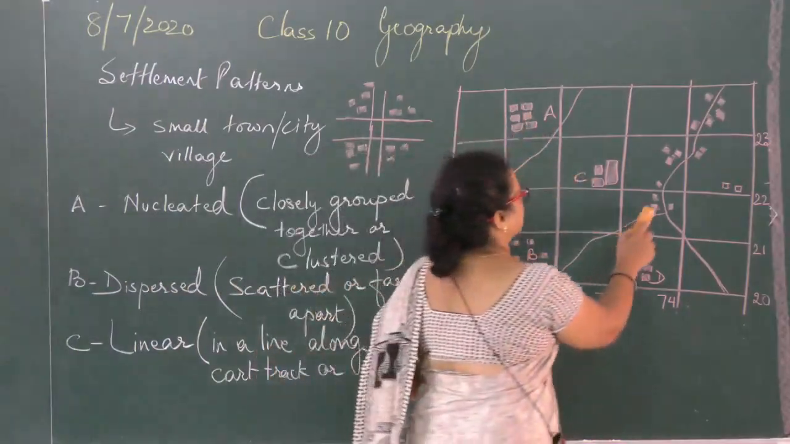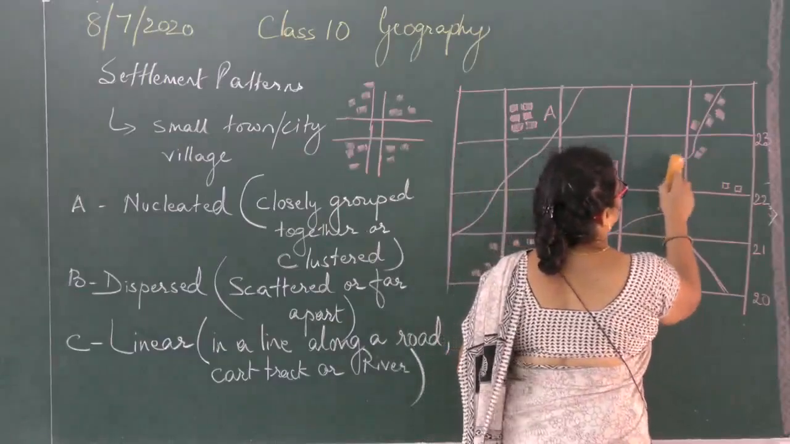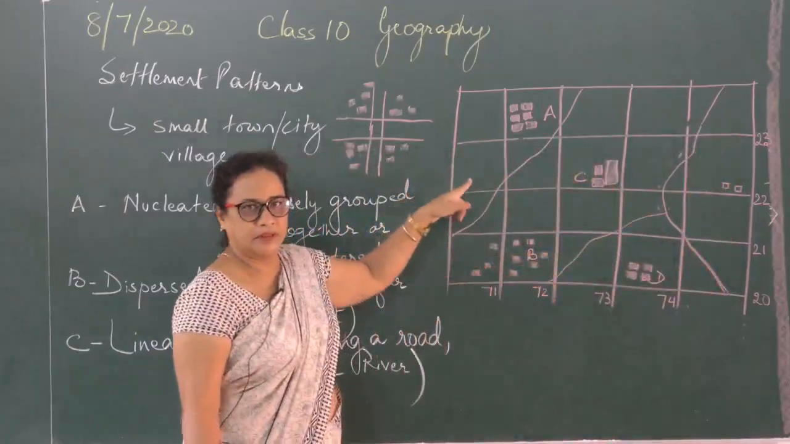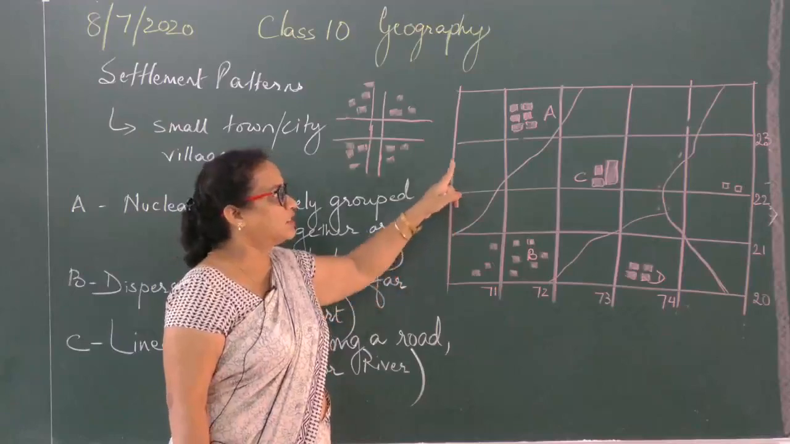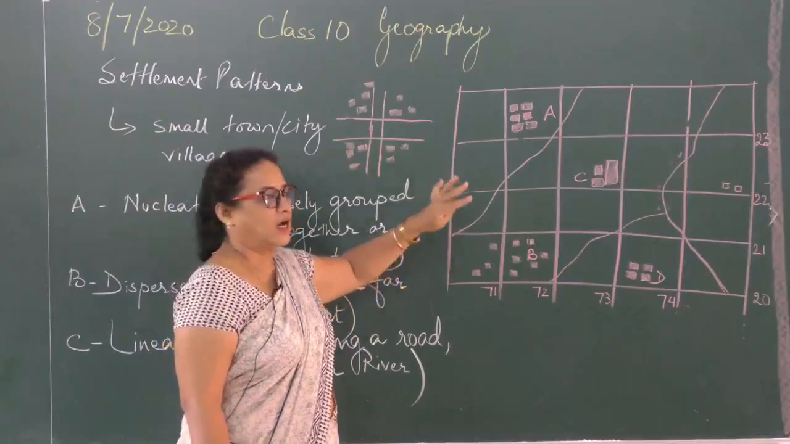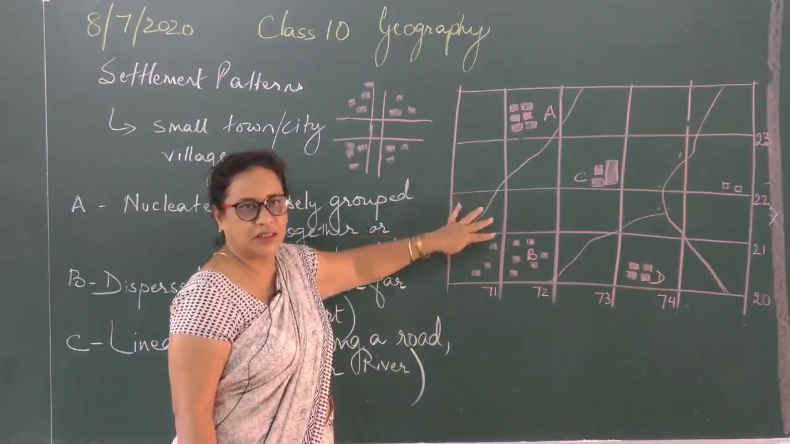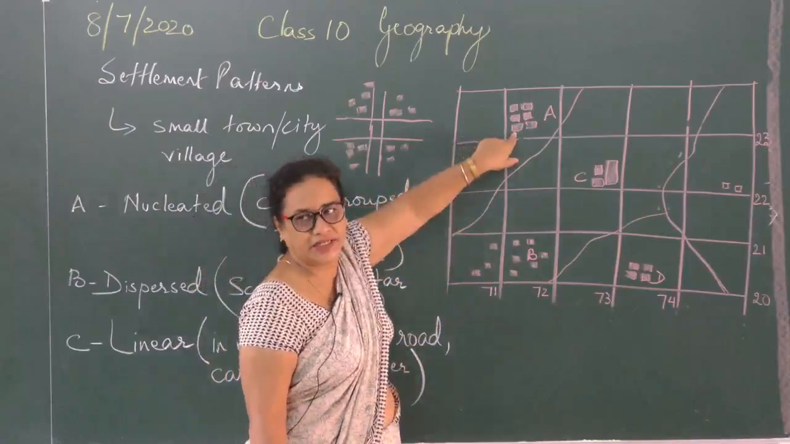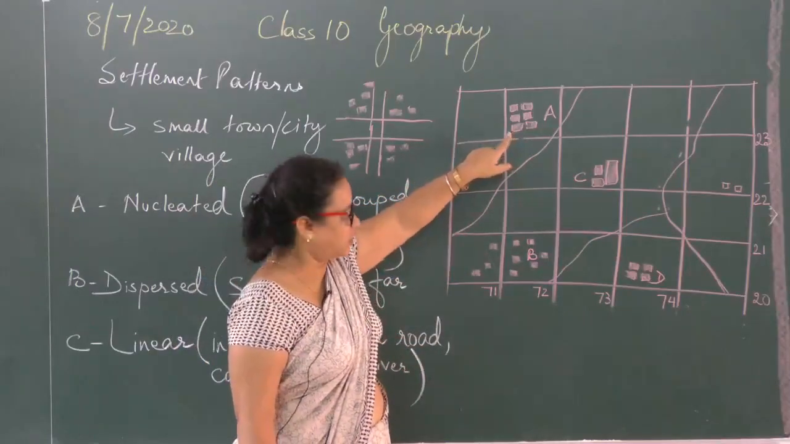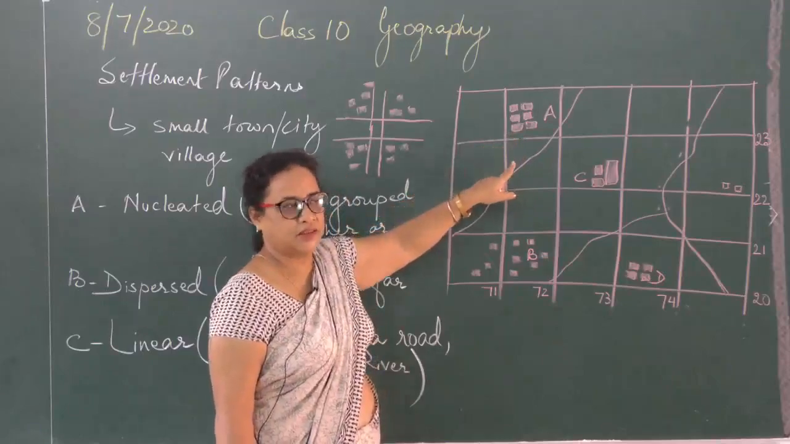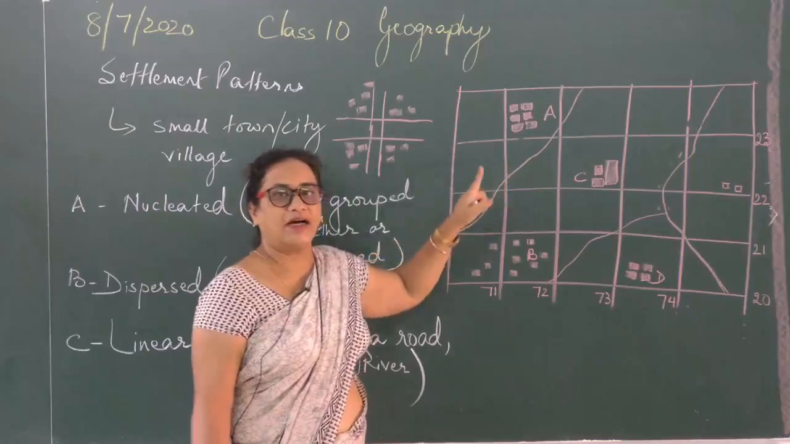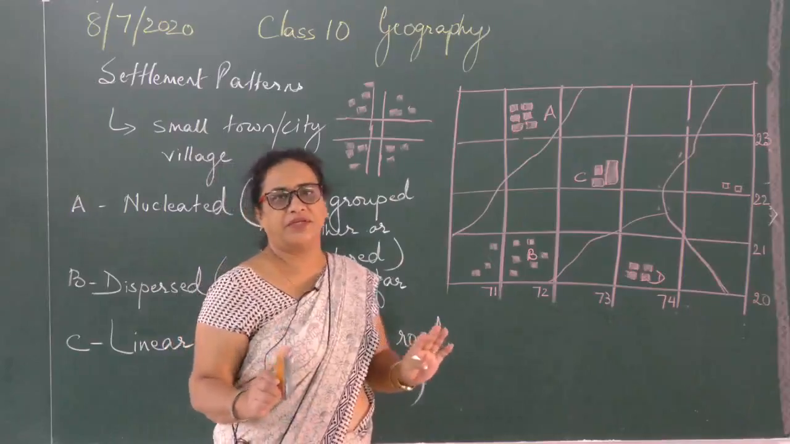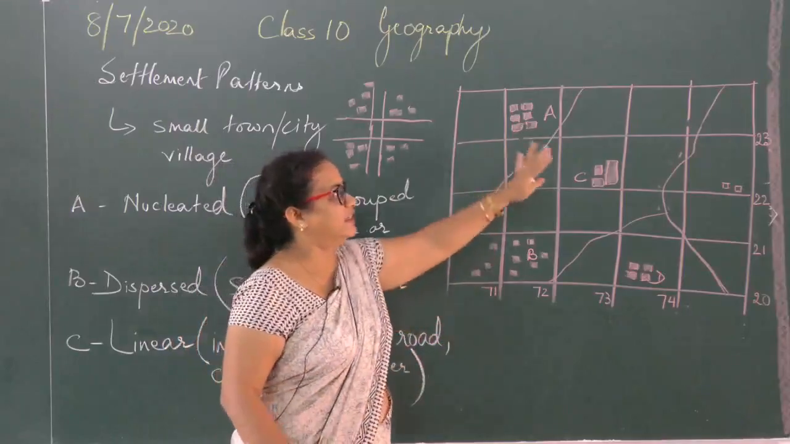Now if you are asked for the entire region, on the basis of this example, suppose you are asked the question, what type of settlements are found on this mapped region? Clear? How you will write your answer, note down. Individually, each settlement is nucleated. You can note it down. Each settlement is nucleated and they are found in a dispersed form. They are found in a dispersed form through the entire mapped region.